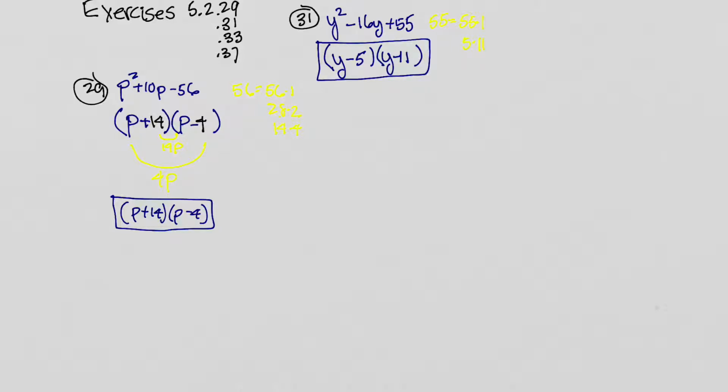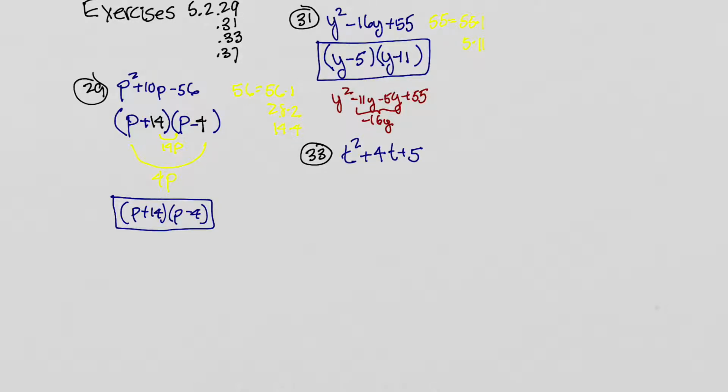So the first and the first is going to give us y squared. This outer product here is going to give us minus 11y. The inner product here is going to give us negative 5y. And the last, negative 5 times negative 11, that's going to give us plus 55. And sure enough, you add those together, there's our negative 16y. So we've got it.